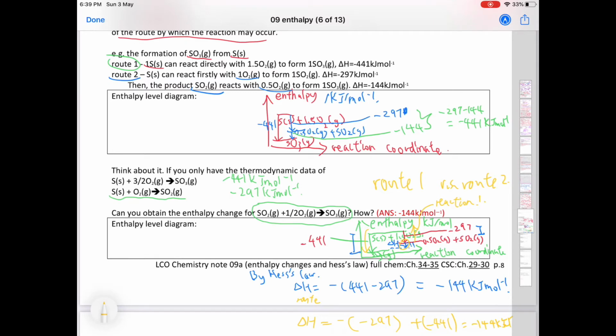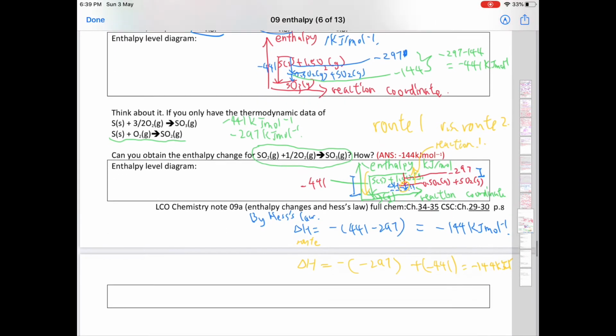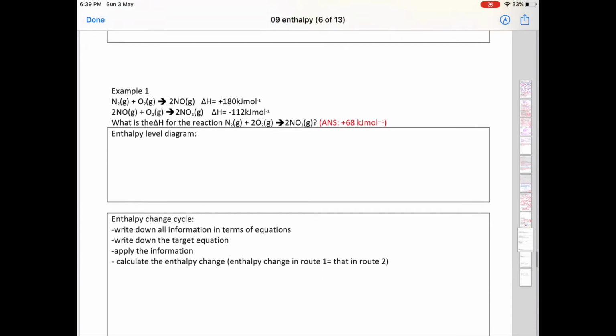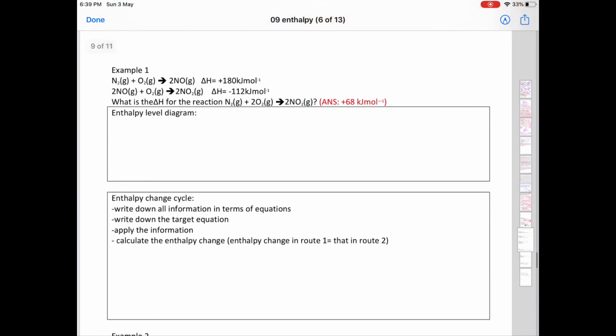And this is the idea for the enthalpy cycle or Hess's law. Is it okay? Well, if you still have no idea, then try another example. Be reminded that for drawing this enthalpy level diagram, draw it to scale, and you try first how to make use of these two pieces of information to draw an enthalpy level diagram.